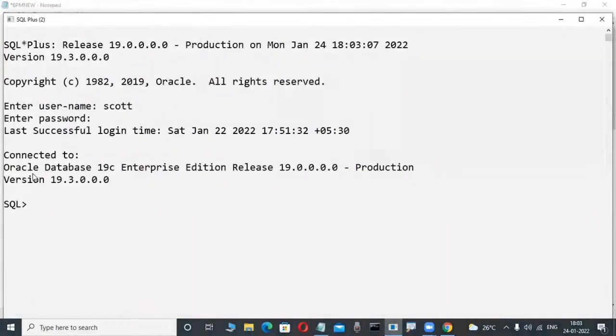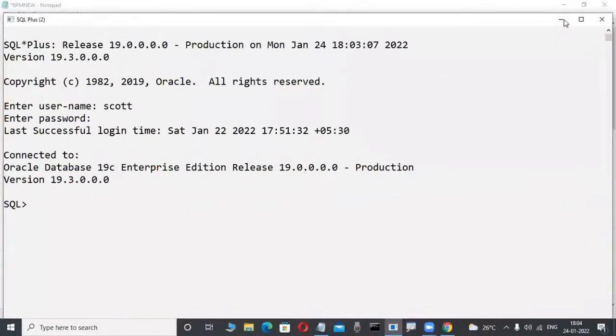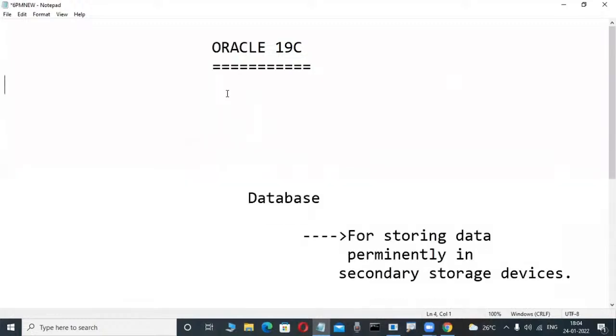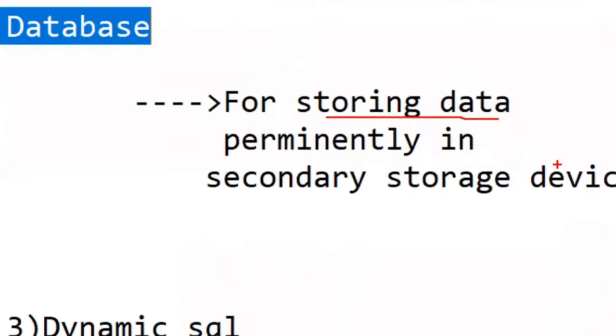Oracle is a product from Oracle Corporation. What type of product is that? A database product. What is the purpose of database products? Whether Oracle, SQL Server, or DB2, so many products are there. What is the purpose of these database products? For storing data permanently in the hard disk, in secondary storage devices. But not only storing the data permanently, but also retrieving the data efficiently.